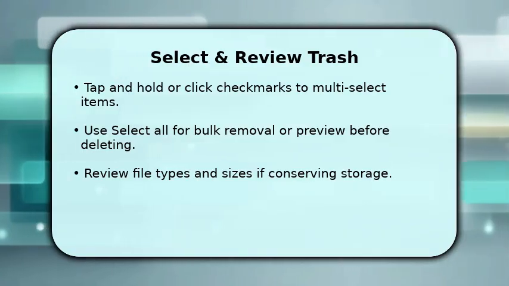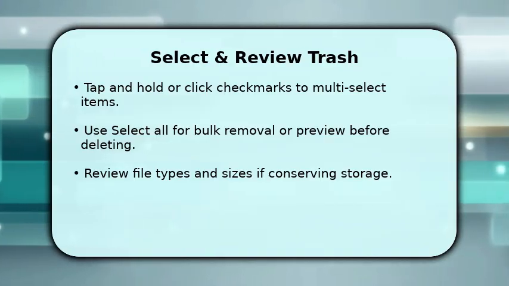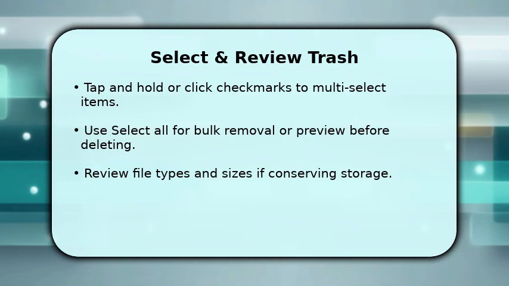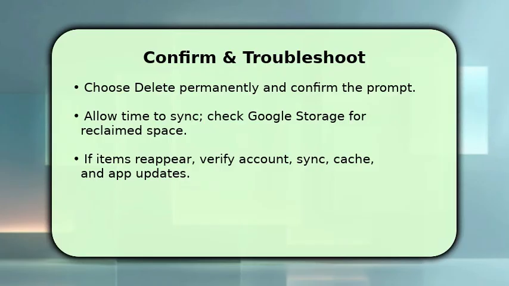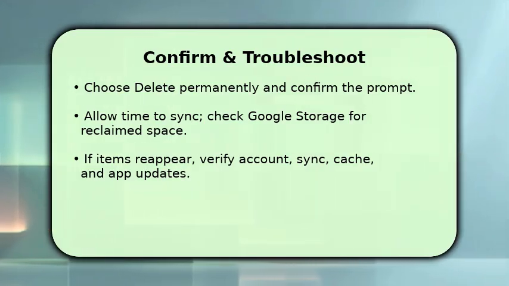Once chosen, confirm the permanent delete option. If some items are backed up elsewhere, double-check before you remove them. After selecting items, choose Delete Permanently and accept the confirmation. This action removes files from Google Photos Trash and can't be undone.